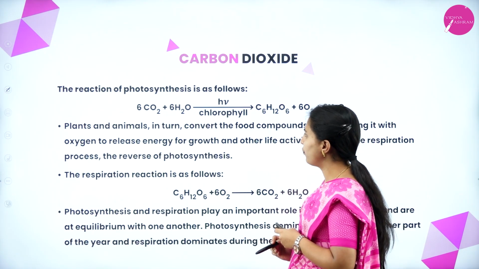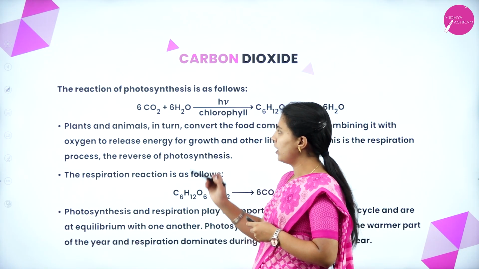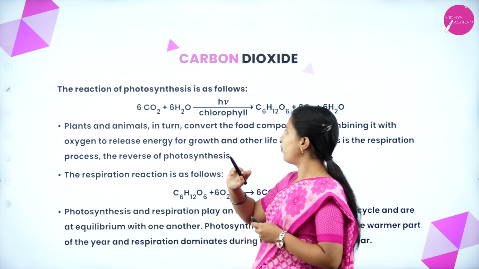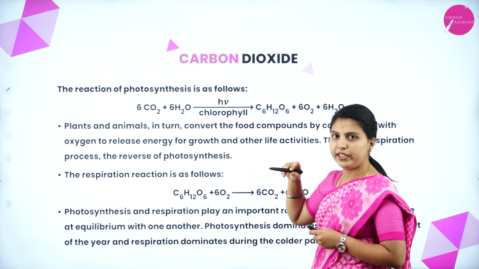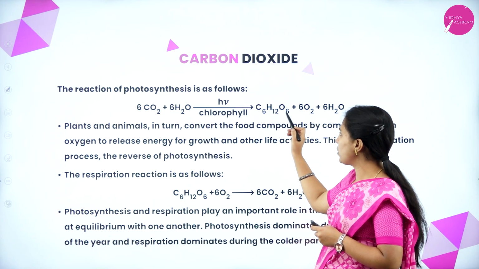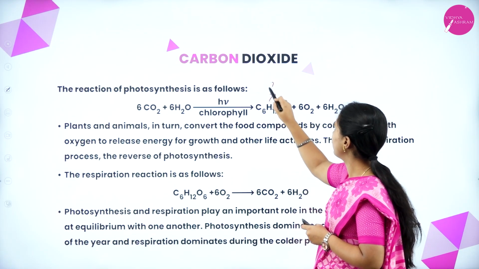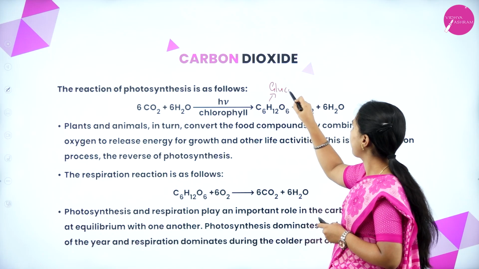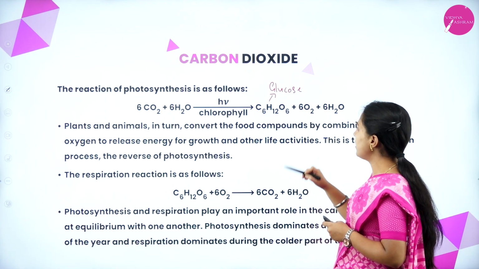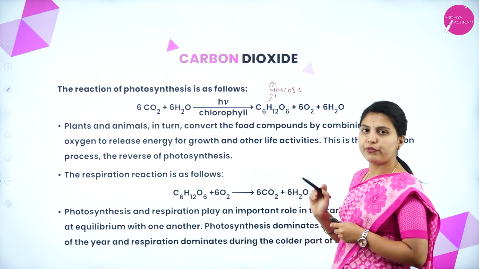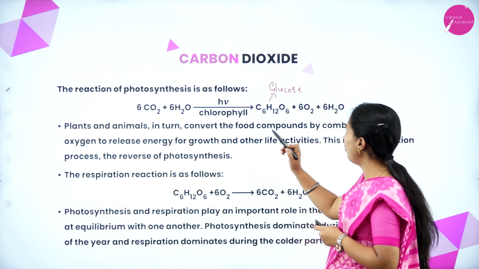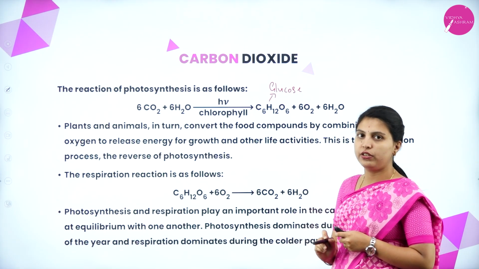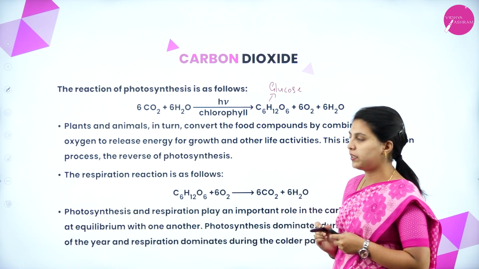The reaction of photosynthesis is as follows: 6CO2 plus 6H2O, in the presence of sunlight and chlorophyll, forms C6H12O6, which is nothing but glucose, and oxygen and water will be formed. This is the overall photosynthesis reaction which you have studied in 10th.